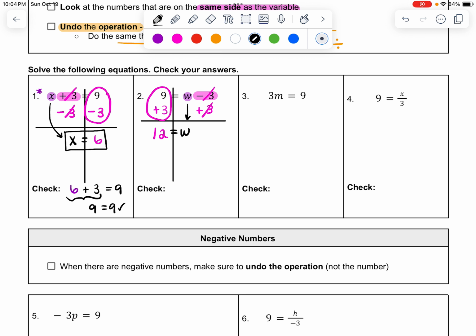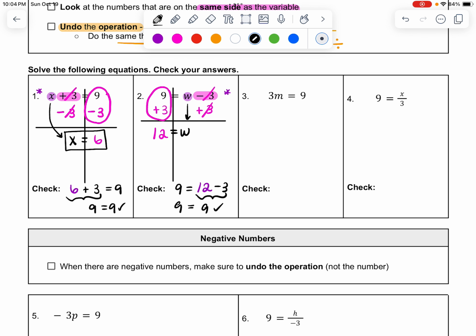Again, we could check this answer by just taking this number we got and plugging it into the original problem. The original problem said 9 equals, and then the w we think is correct is a 12. And then minus 3. If I type in the right side, I get that 9 equals 9. So that is the correct solution.